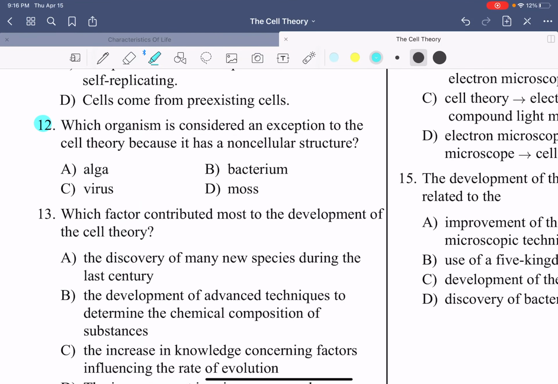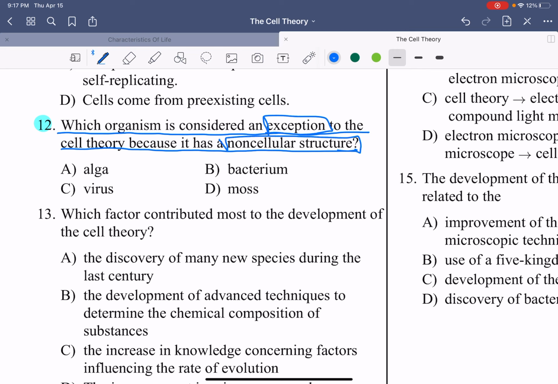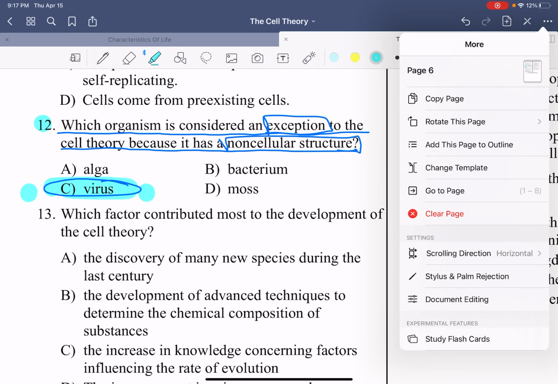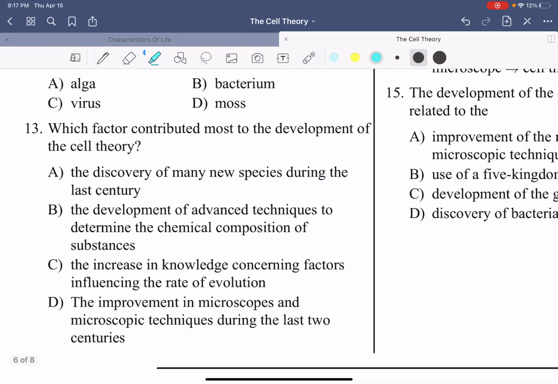Okay, let's do 12. Which organism is considered an exception to the cell theory because it has a non-cellular structure? Oh, we know this. We already know. Come on. It's right there. The virus. The exception. There it is. Clear as day. So 12 was easy. 12 was C, the virus.